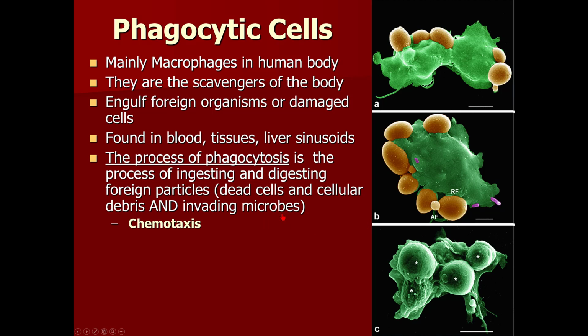Now, the general way that phagocytosis occurs is chemotaxis first. So we talked about chemotaxis and we talked about bacteria. What is chemotaxis?